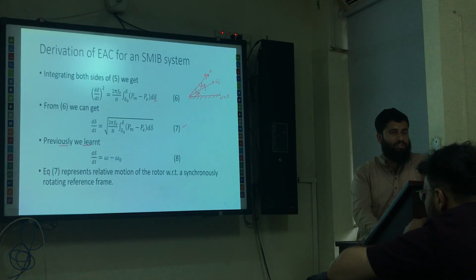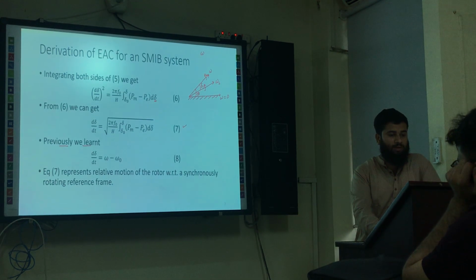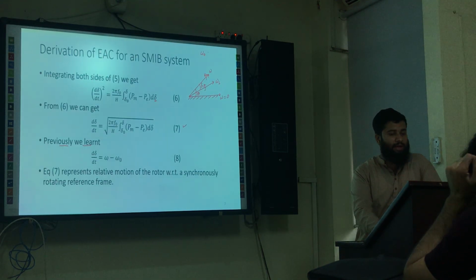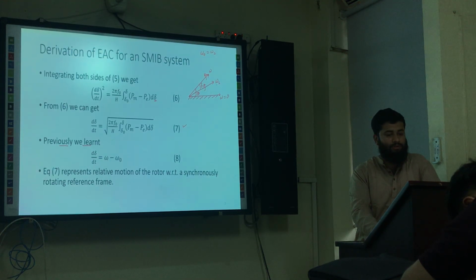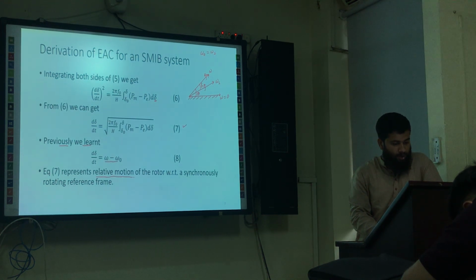Whenever we are at the initial stage, at that time we can refer to the rotor speed as omega naught, and actually this is equal to omega s, because at the initial stage we are in the steady state regime, right? So this omega naught can be termed as omega s, that is the synchronous speed of this rotating frame. That's why this term is called the relative motion of the rotor with respect to a synchronously rotating frame. Because this is omega, this is omega naught. Omega is the rotor speed, and omega naught is the speed of the synchronously rotating frame. That's why this actually represents the relative motion of the rotor with respect to a synchronously rotating frame.